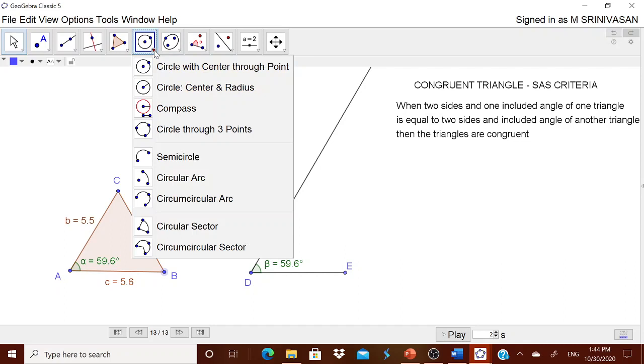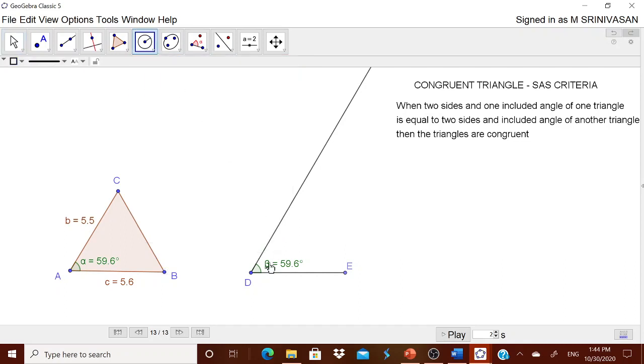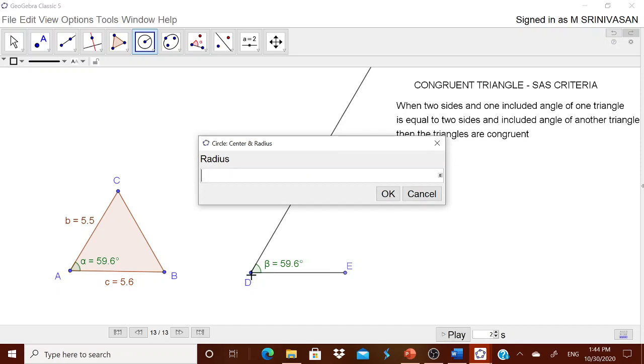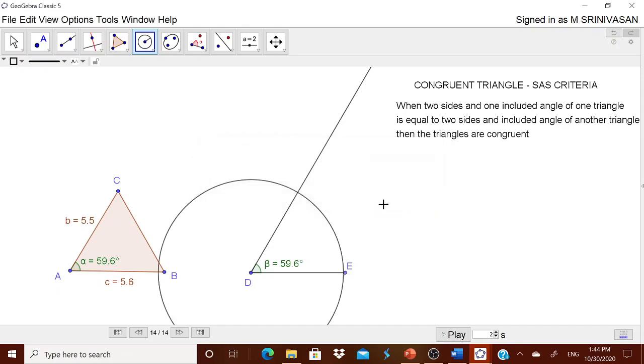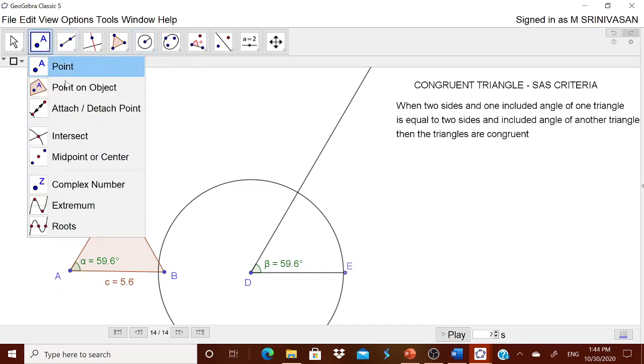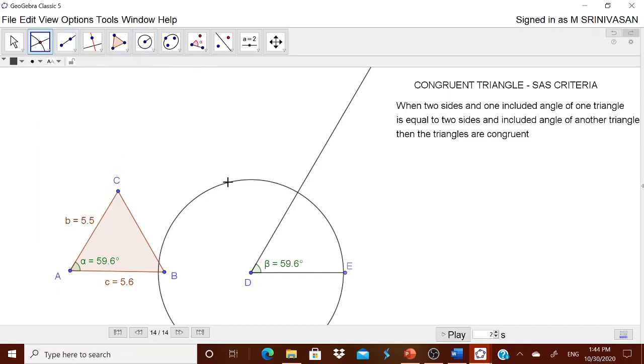Once again, go to this circle with center and radius, touch D. I want to locate C, which is at a distance of small b from A, not 5.5. It is small b, therefore I will type small b. Okay, I got it now. Now I will go for this intersect, touch this circle and touch this line automatically. Now I got all the 3 points.